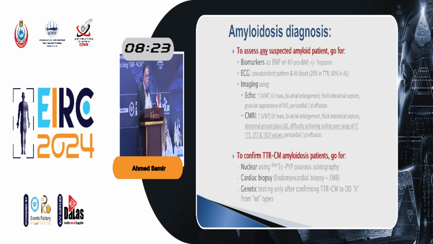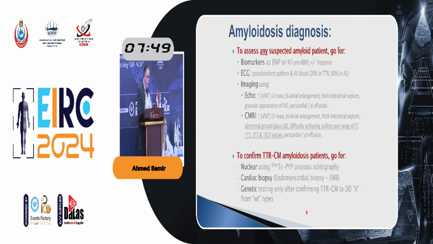So, if we want to diagnose amyloidosis, we can start with some labs like biomarkers, BNP and troponin. ECG will give us a pseudo-infarct pattern, as we have said. Echo and MRI will have in common showing us a big heart with biatrial enlargement and a thickened interatrial septum. Additionally, the MRI will have very high T1 and T2 mapping values and high ECV values, as we will explain in the remaining portion of the lecture.